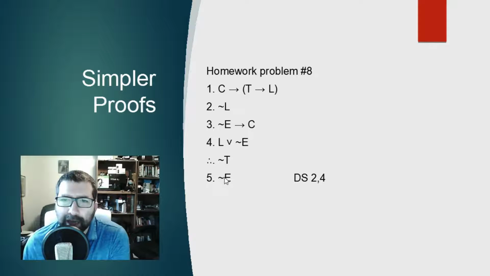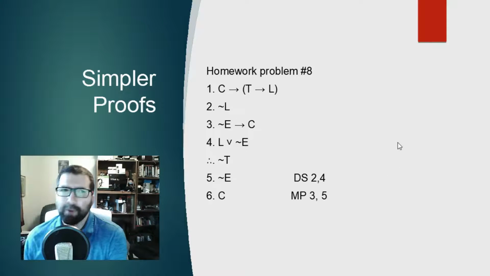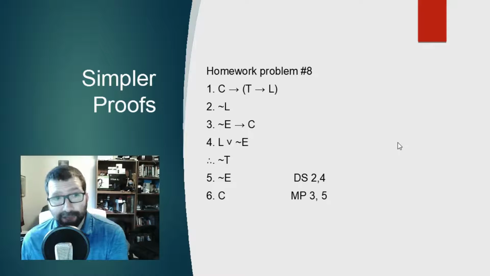So then we've got the not E. Take a look at premise 5 and then premise 3. Notice if not E, then C, and we have not E, which means we can use modus ponens to get C by combining these two. Now, how many premises do we have? There are now 6 premises. We've created 2 new ones.